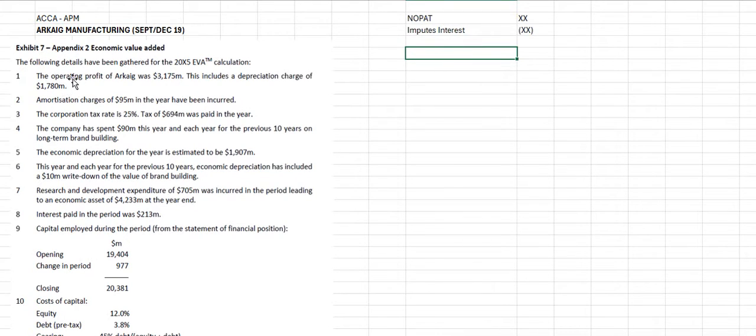Here they have given operating profit. So let's start with operating profit calculation. First step, operating profit. Some questions might give you net profit, so we may have to do a reverse calculation there. But here it's operating profit. Let's start with that, operating profit, 3175. In the meantime, let me write the year beginning capital employed also, what they have given.